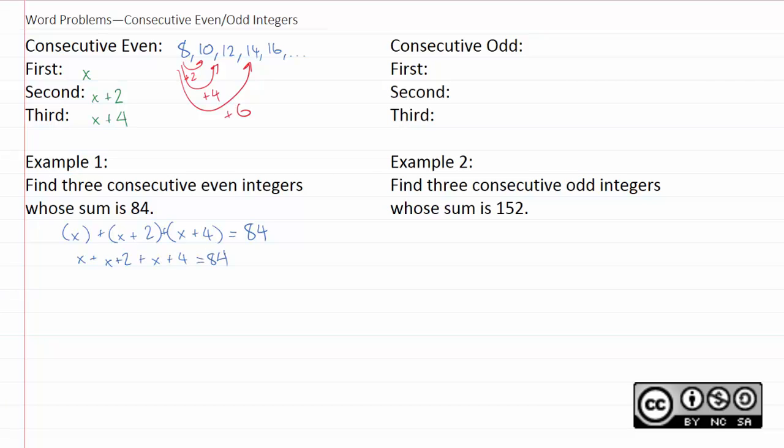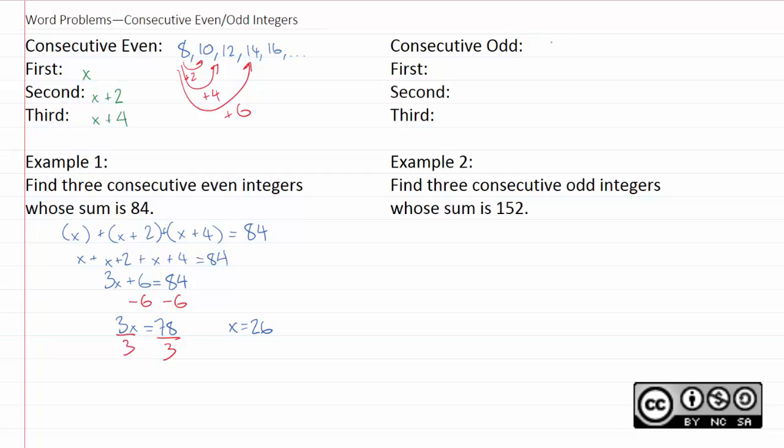On the left-hand side, we'll combine like terms. Well, x plus x is 3x. 2 plus 4 is 6 equals 84. And now this becomes a basic algebra problem. We'll just subtract 6. We get 3x equals 78. Divide by 3. And x equals 26. Now with odd numbers, this might not quite work the way you'd expect it to.